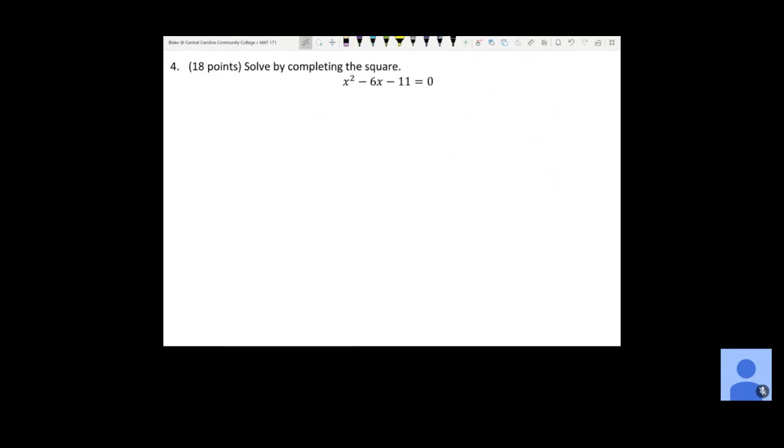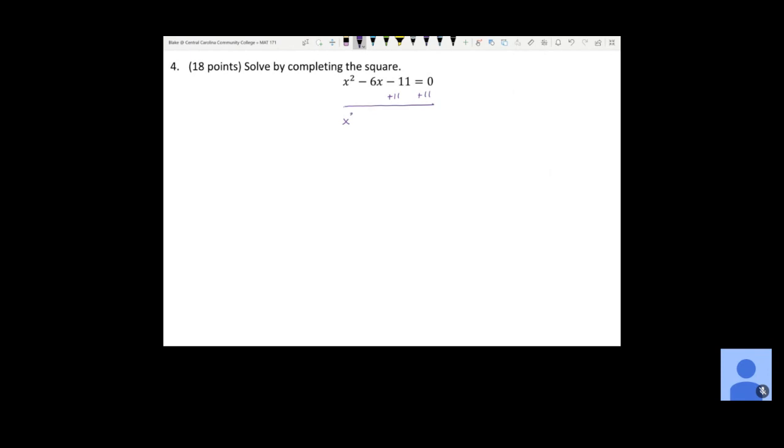Number 4. So we want to solve this by completing the square. Okay, so pay attention to the directions, right? Because if you solve it a different way, you're not going to get full credit. Right? I want to see it by completing the square here. All right, so what's our first step going to be to complete the square? Move the 11, right? So I need to add 11 to both sides, move it to the other side.